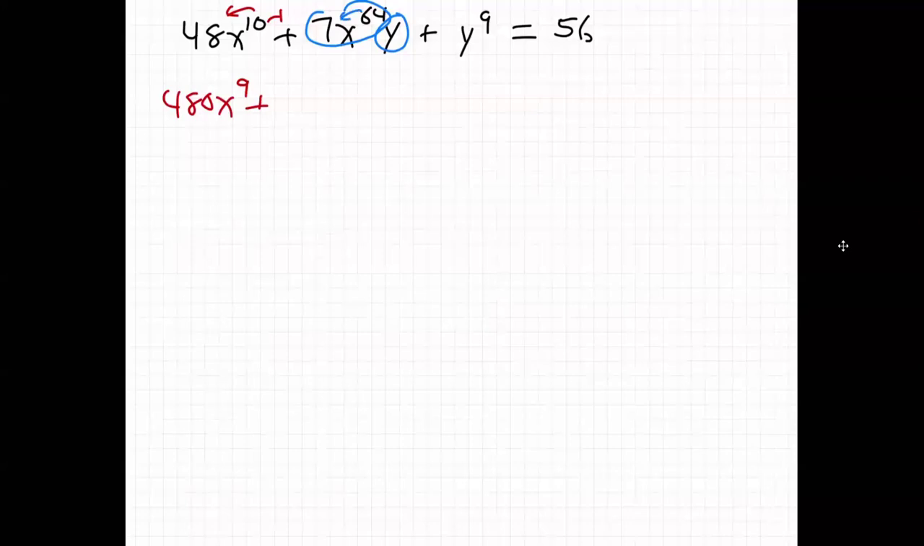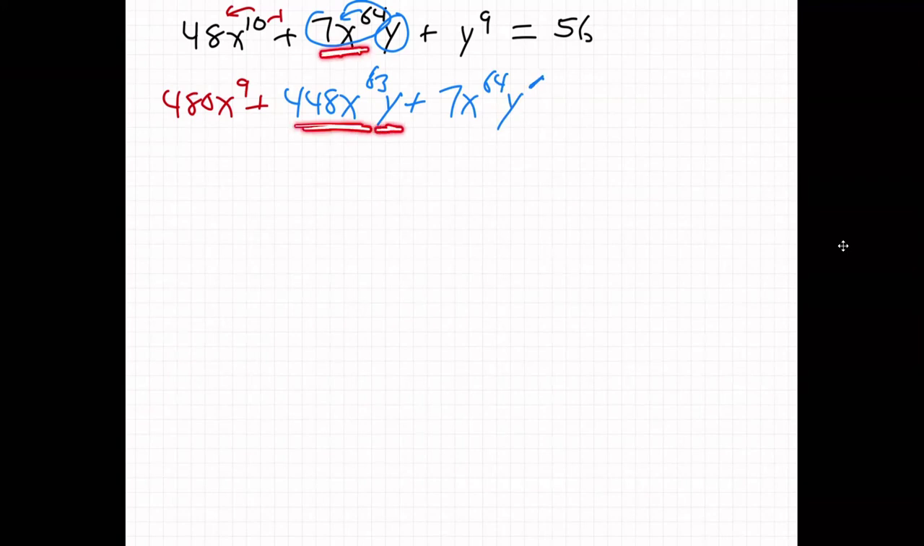So the 64 comes down, 7 times 64 is 448. So 448 x to the 63, subtract 1 from the power, times y, because it's not the y's term, plus the 7x to the 64 just sits there, and it's the y's term, y prime. That makes sense. They take turns. So this guy goes first and the y just sits there.